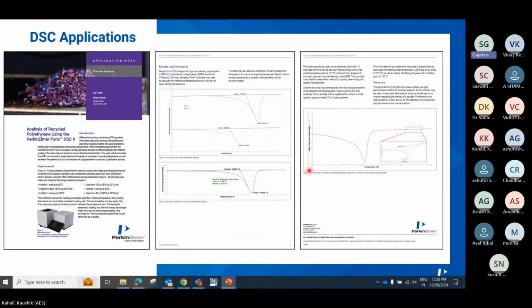The first application we have taken is from recycled polymers. Nowadays, you know that globally a lot of countries are trying to reuse plastic, because plastic is getting dumped in the environment and it is not degraded for thousands of years. We have to make use of whatever plastic we are using and throwing in the garbage, so that we can reuse it again.